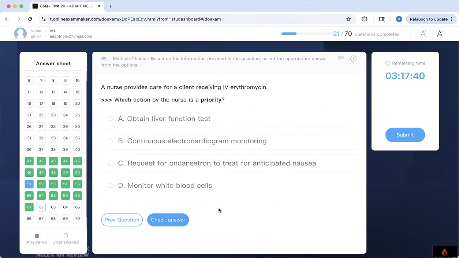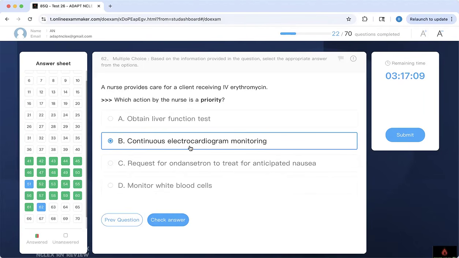Which of the following actions by the nurse is a priority? A nurse provides care for a client receiving IV erythromycin. Like I said, these questions, 10 questions, be careful. Know this concept. I put them here to distract you, force you to think. Obtain liver function test, continuous electrocardiographic monitoring, request ondansetron to treat anticipated nausea, monitor white blood cell. Which action is a priority for a patient receiving erythromycin? You pick your answer. It is B.